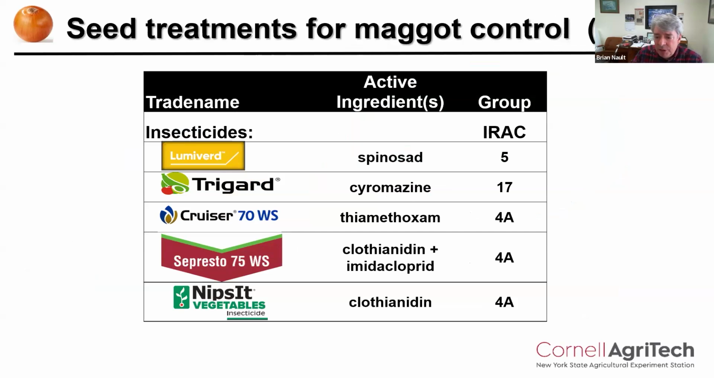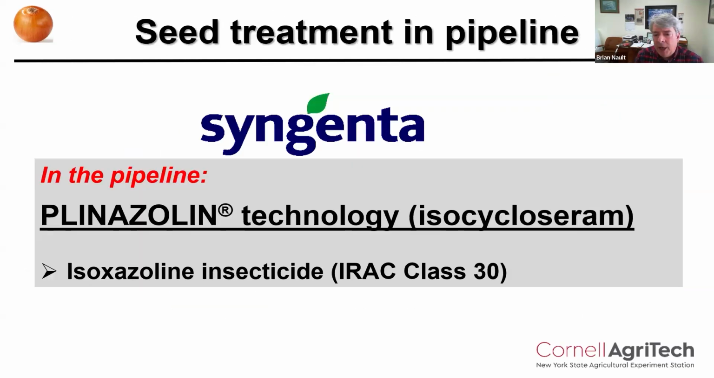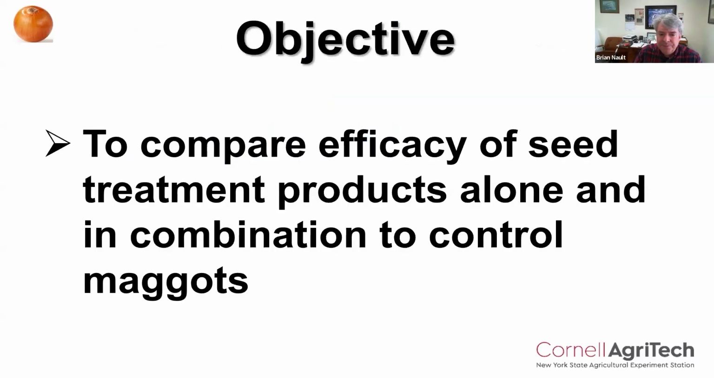And as you can see, most of these are neonicotinoids, the Cruiser, Suppresto, and Nipsit. There's a new one in the pipeline, one of Syngenta's products. Right now, the name of it is planazoline technology. Doesn't really roll off the tongue. The active ingredient is isocycloseram, which belongs to a brand new class of chemistry in the IRAC class 30. And right now, talking with folks from Syngenta, we're looking at 3, 4, 5 years from now at best for being potentially registered as a seed treatment in the US.